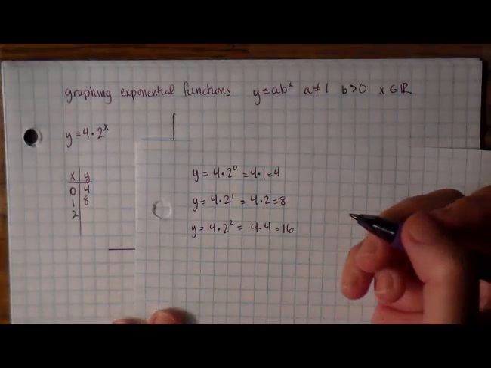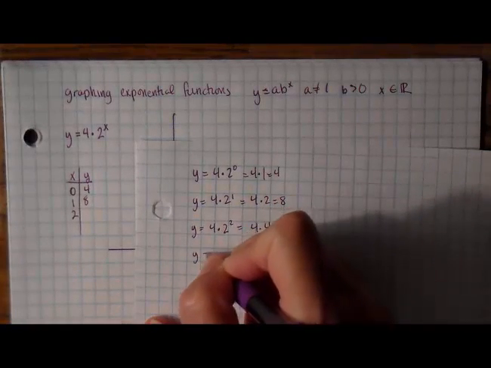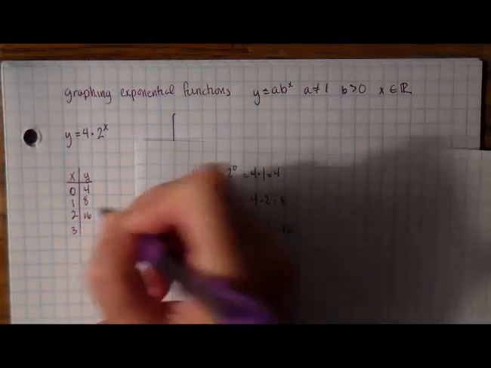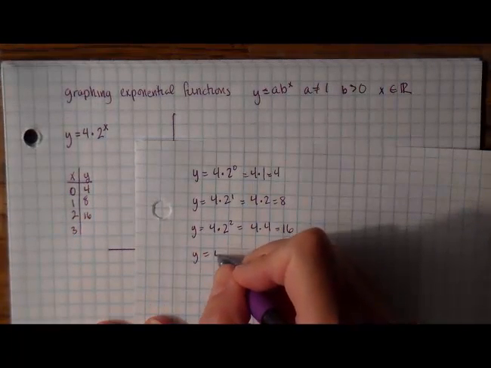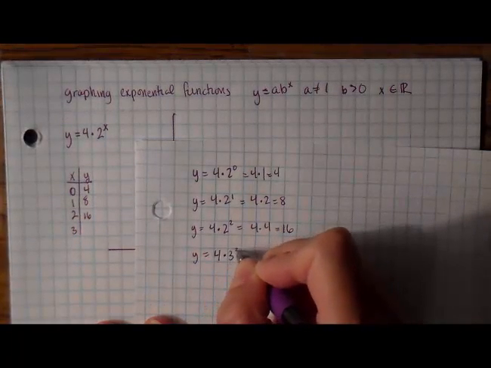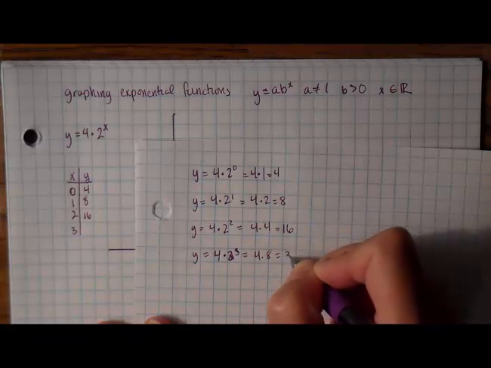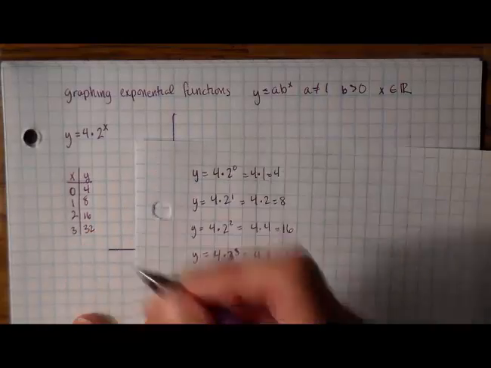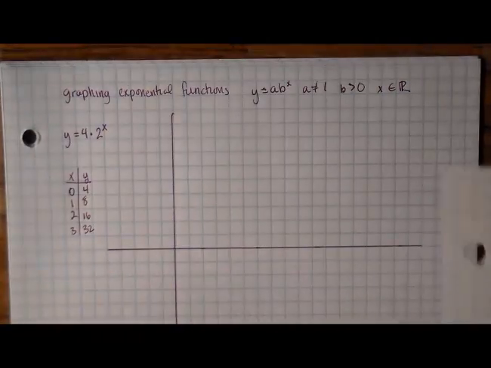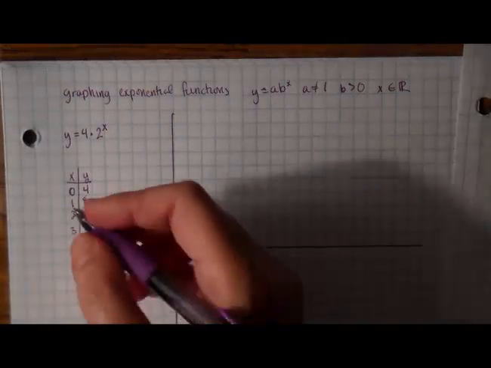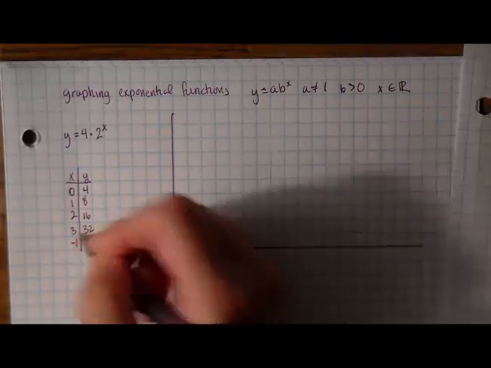And as you can see, I'm growing rather rapidly. That's what happens with exponential functions. We grow really quickly. If I plug in 3, 2 to the third, 4 times 8, 32. Now I didn't make my graph quite tall enough for that, but I'm going to go ahead and show you what happens if we plug in a negative.